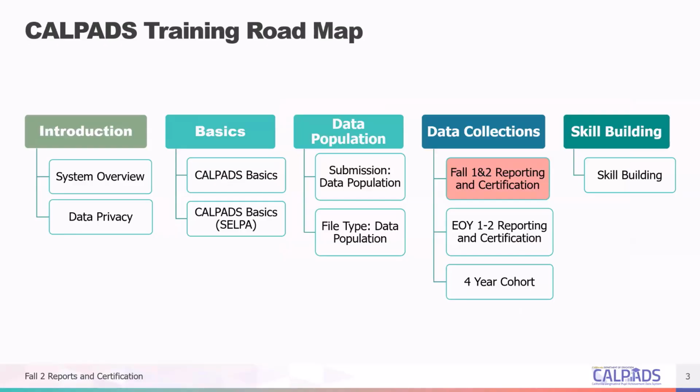Along with a target audience, we also have a CALPADS training roadmap. Everything to the left of the data collections are prerequisite courses. You should be familiar with this information through practice, or you should have taken these trainings. This is Fall 2 reporting certification. And so things like submission data population, CALPADS basics, the system overview, you should be well abreast of that information. All the trainings build on each other from introduction, basics, data population, and data collections. Skill building is separate, and we are designing those trainings as we go.